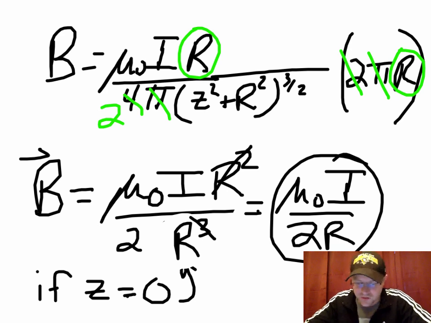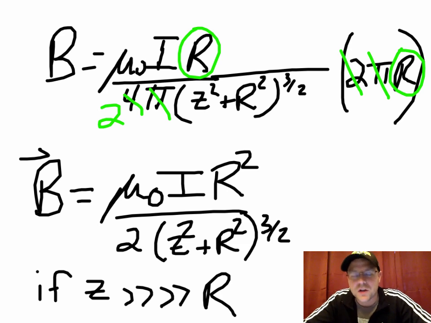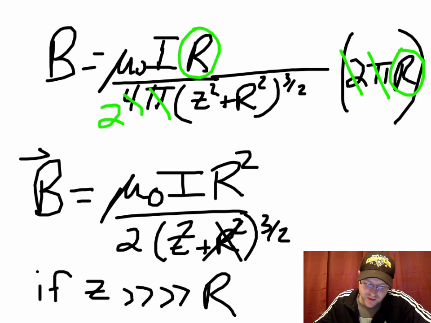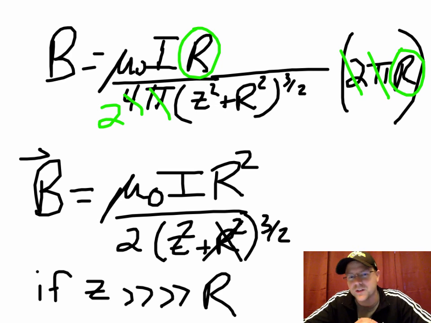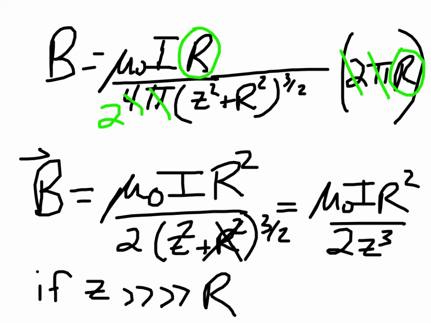But let's go to another extreme. What if z is much, much, much bigger than R? Well, what that means is that the R pretty much goes to 0 in our distance equation down here, and you're left with z squared to the 3/2 power, which leaves you mu 0 I R squared over 2 z cubed when we get to the very, very far extreme, which again shows that the magnetic field strength is dropping off as a cubic the further you get from a current carrying loop.